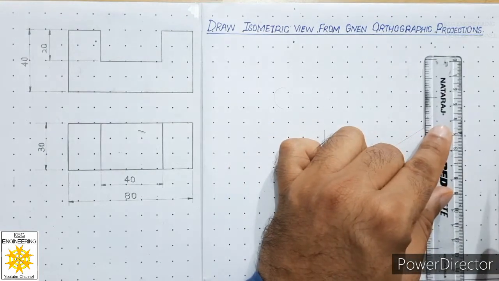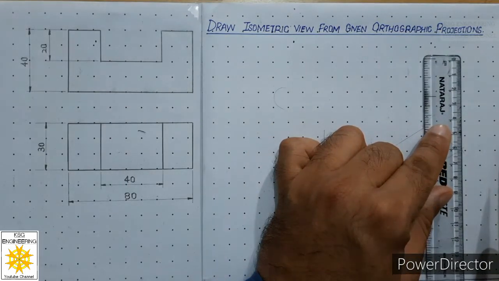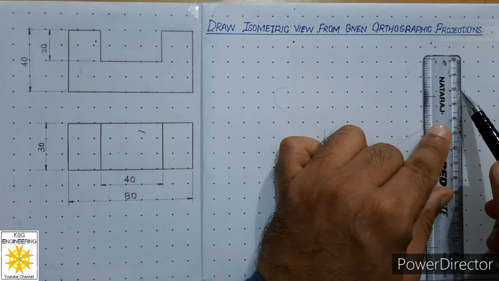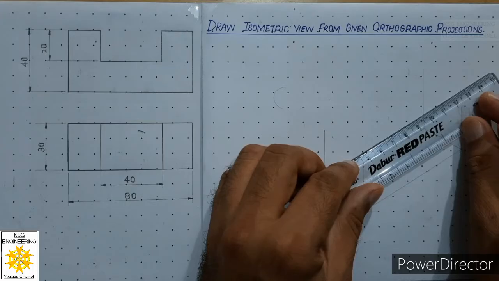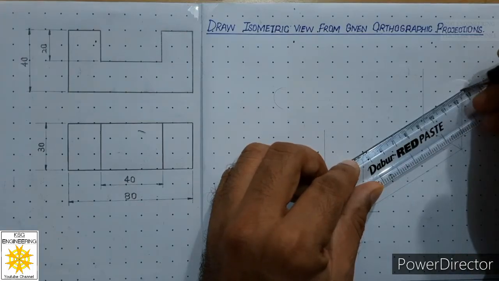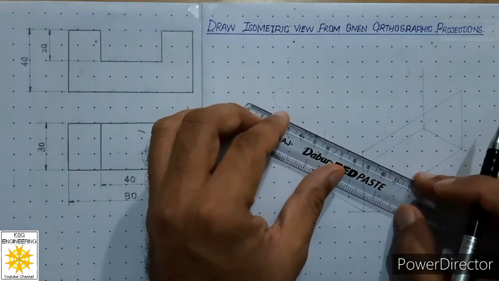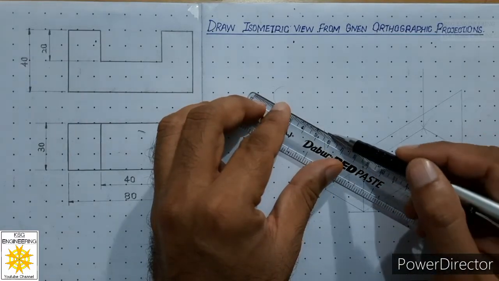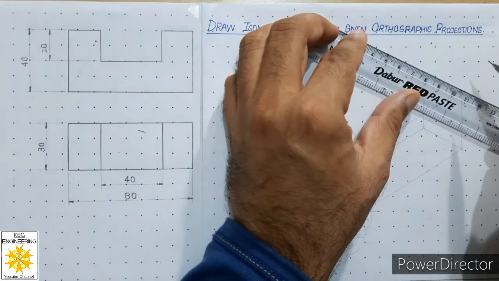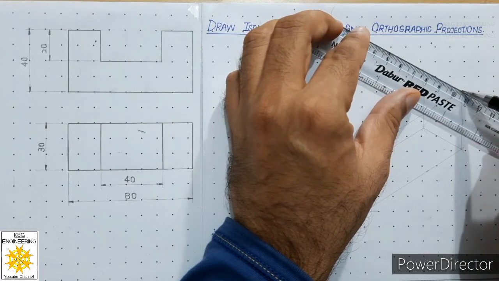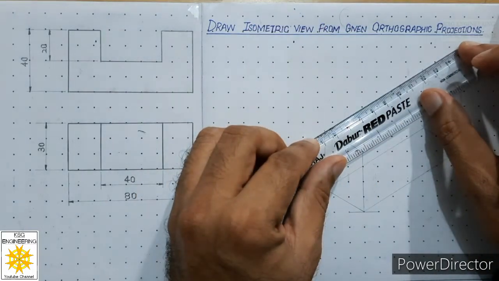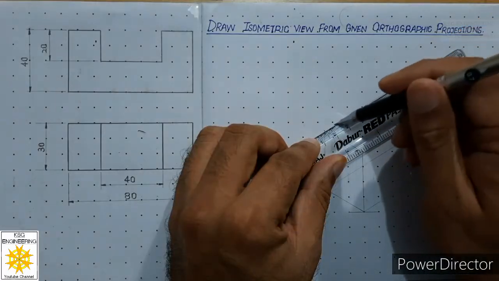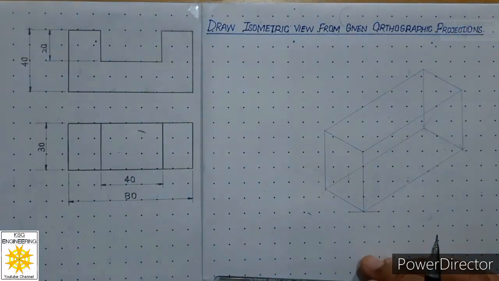Then from this point, make sure lines must be vertical. So thin line of 40 millimeters. Then we will join these points at the top to get the isometric of the box. Now we are ready with the isometric of the box.